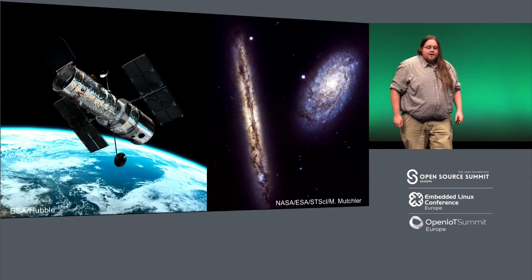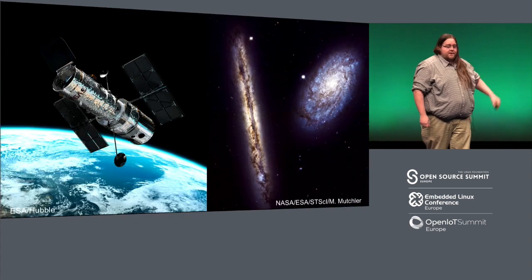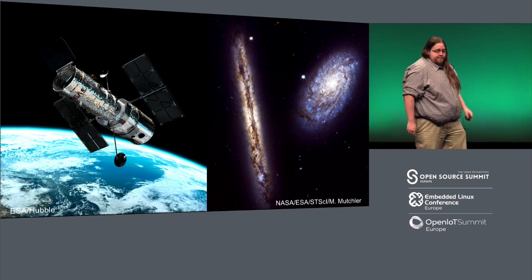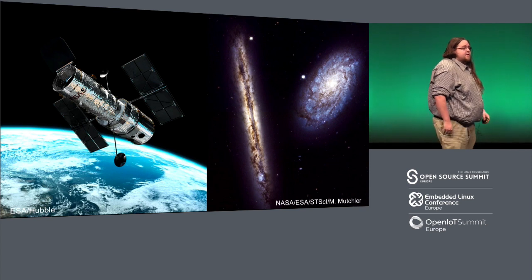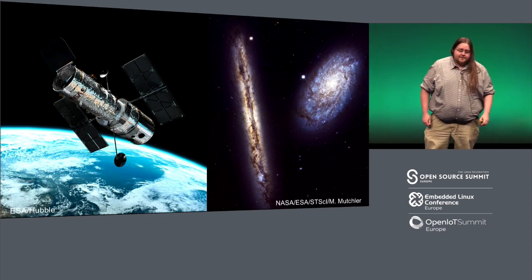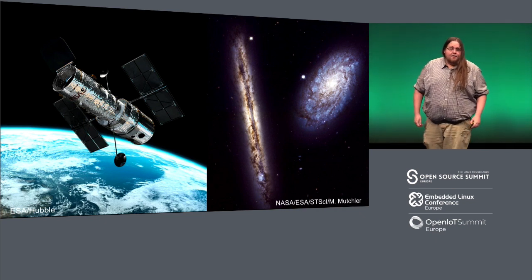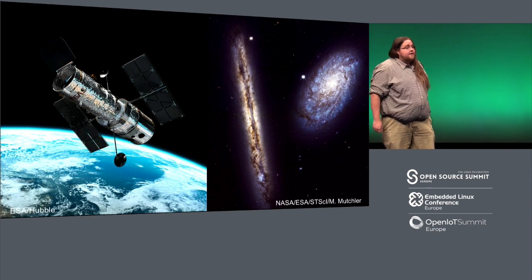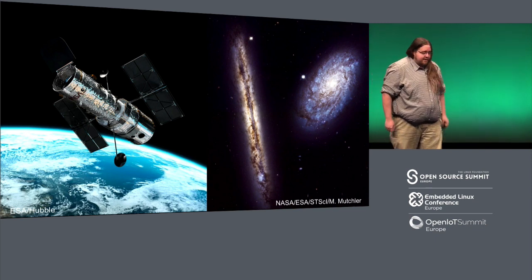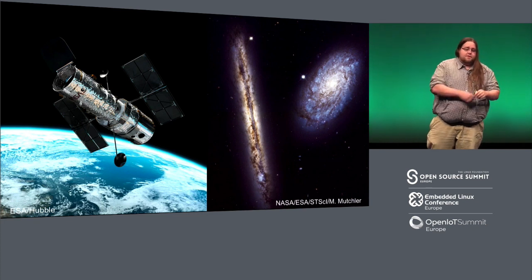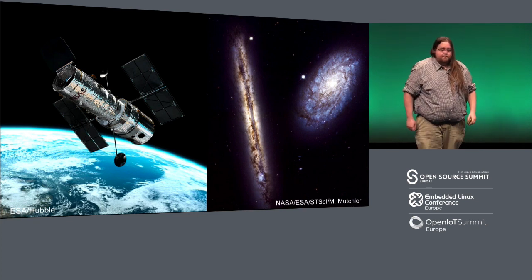To start us off, I'm sure many of you know what's in this picture. On the left is a picture of the Hubble Space Telescope, and on the right is an image that it has produced of spiral galaxies at some distance. Now, I'm sure many of you know we've been able to use telescopes for hundreds of years, since the time of Galileo, and we've learned a huge amount about our universe since then.